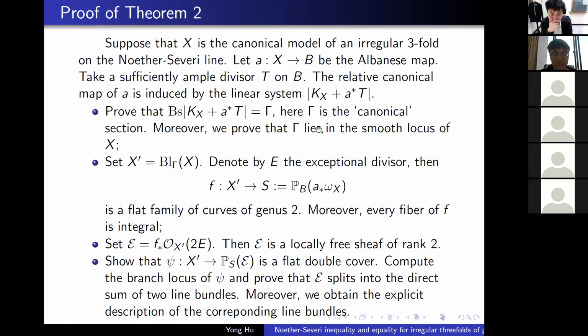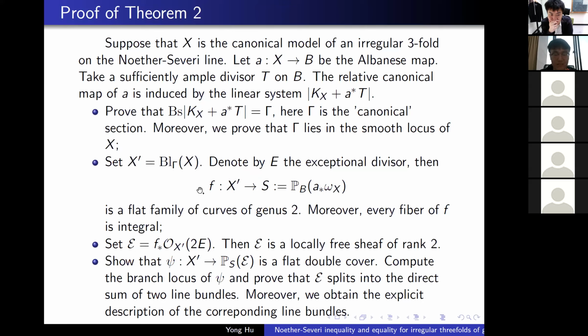So gamma does not intersect with the singular locus of X. Then we blow up X along gamma. Since gamma lies in the smooth locus of X, we know that X' has at worst canonical singularities, and denote by E the exceptional divisor.